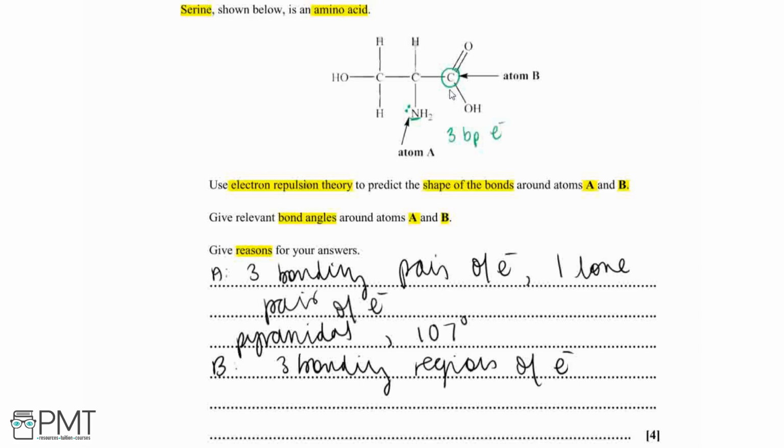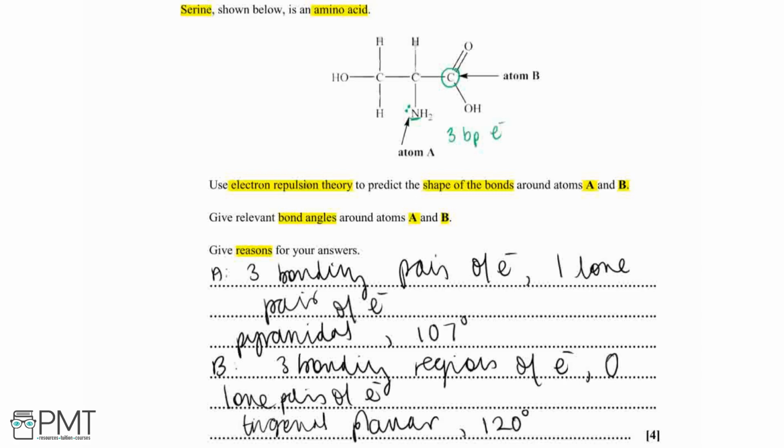And carbon is in group 4, so it's got 4 electrons in its outer shell, which are all used up in these bonds. Hence we've got no lone pairs of electrons. And from our electron pair repulsion theory, we know that if we've got 3 bonding regions and 0 lone pairs, that means we've got a trigonal planar shape overall around that atom, with bond angles of 120 degrees there.